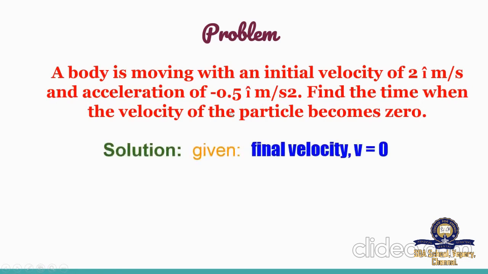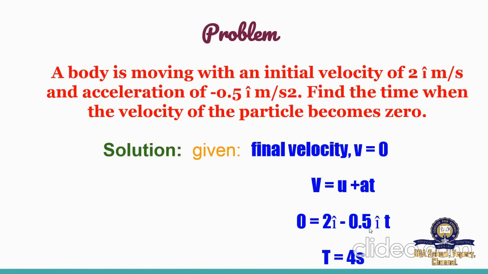So the solution goes like this. We are given the final velocity v equal to 0, and we know that the first equation of motion is v is equal to u plus at. When you substitute all the values given, you'll get 0 is equal to 2 i cap minus 0.5 i cap times t. Why does this minus come? Because in the problem they have given us acceleration as minus 0.5, so you need to include the negative sign also. When you calculate this, you'll reach t is equal to 4 seconds. Thus we got the time when the velocity of the particle becomes 0. So this is related to the first equation of motion.